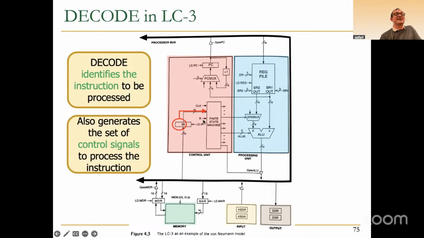It also generates a set of control signals to process the instruction later. For example, it says, oh, I should go through these states next. We're going to see this more. But that's decode: identifying the instruction and generating the control signals for what should happen next, because I have fetched this instruction. Right. Okay, fetched and decoded.